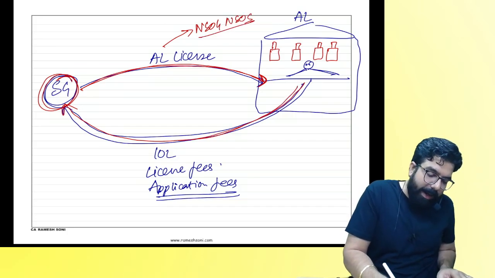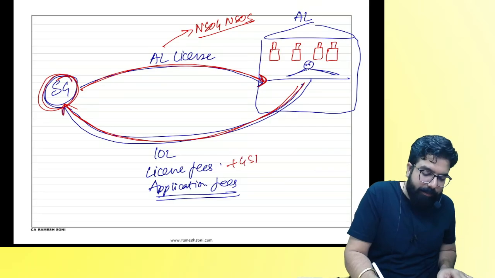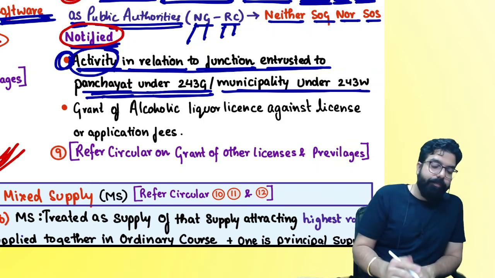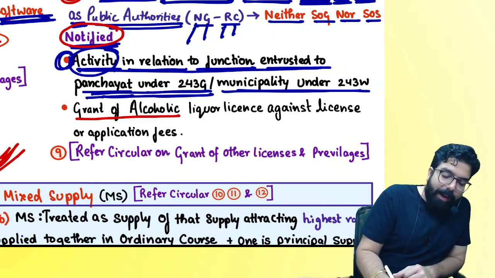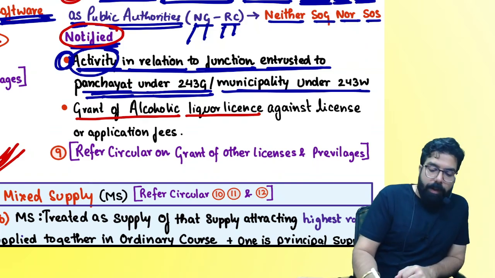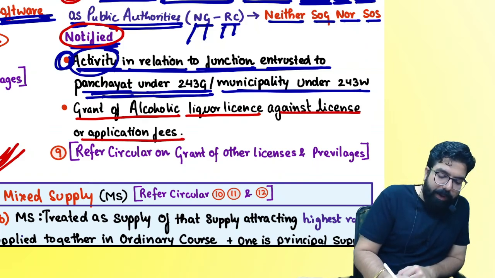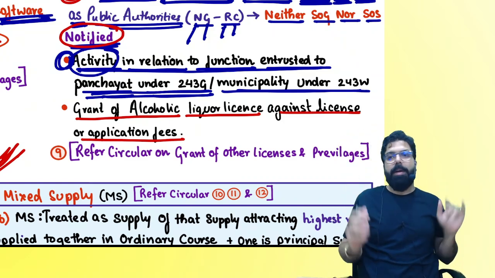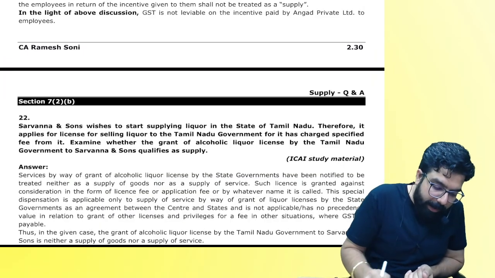So when they are collecting license fees, will they collect any GST? Why? Because it is a notified activity. See here, grant of alcoholic liquor license against license or application fees will be what, everyone? Neither supply of goods nor supply of services. Are we clear, everyone?